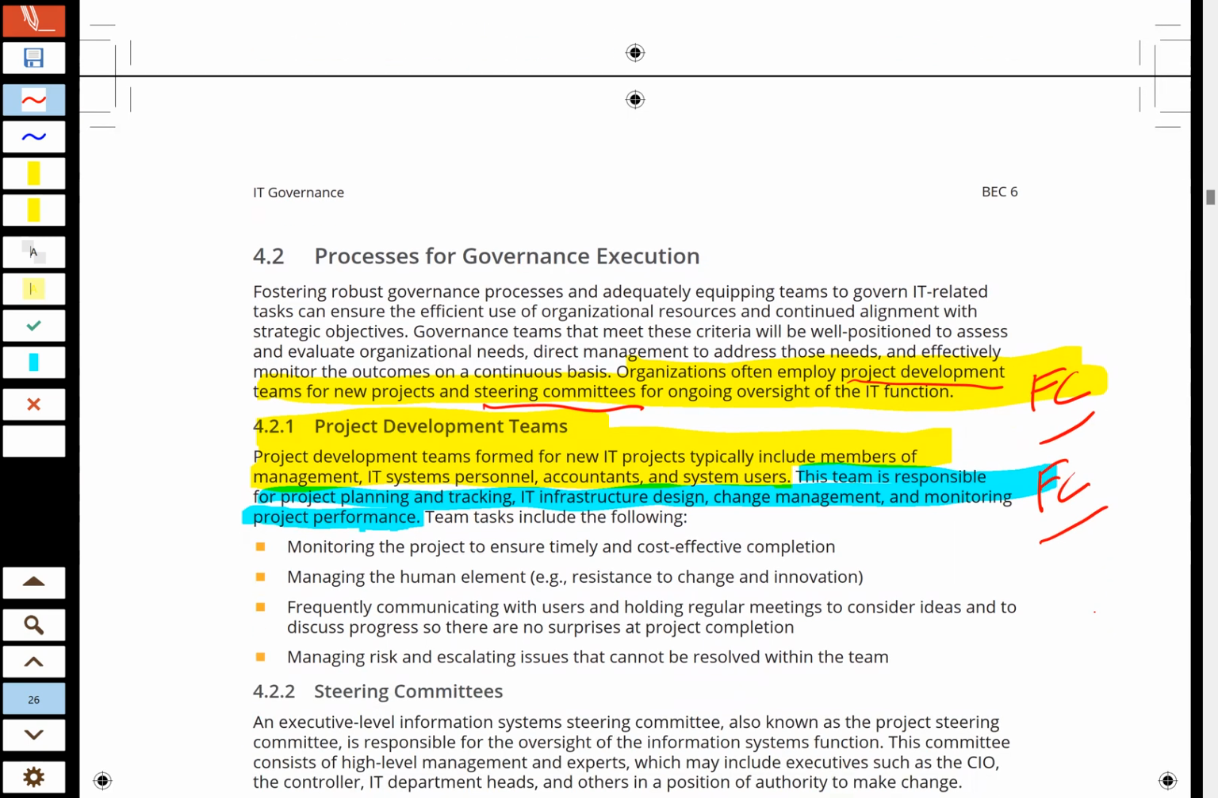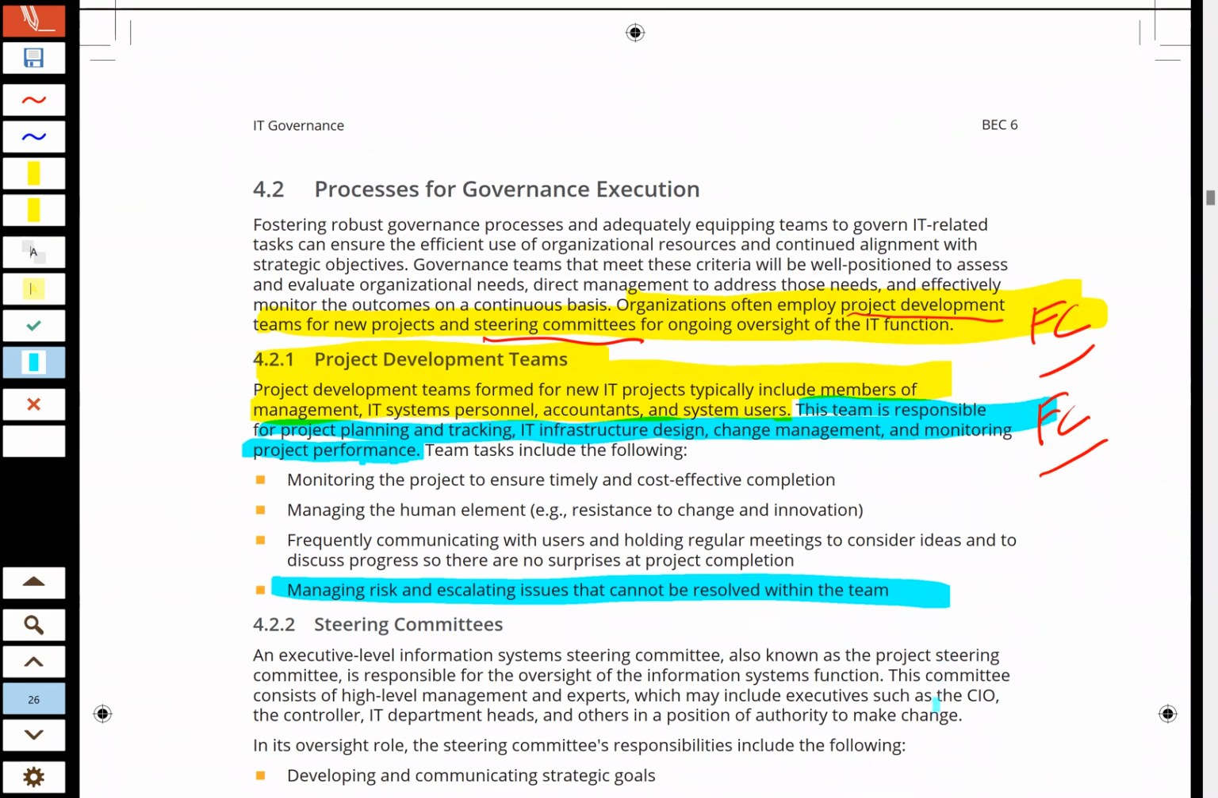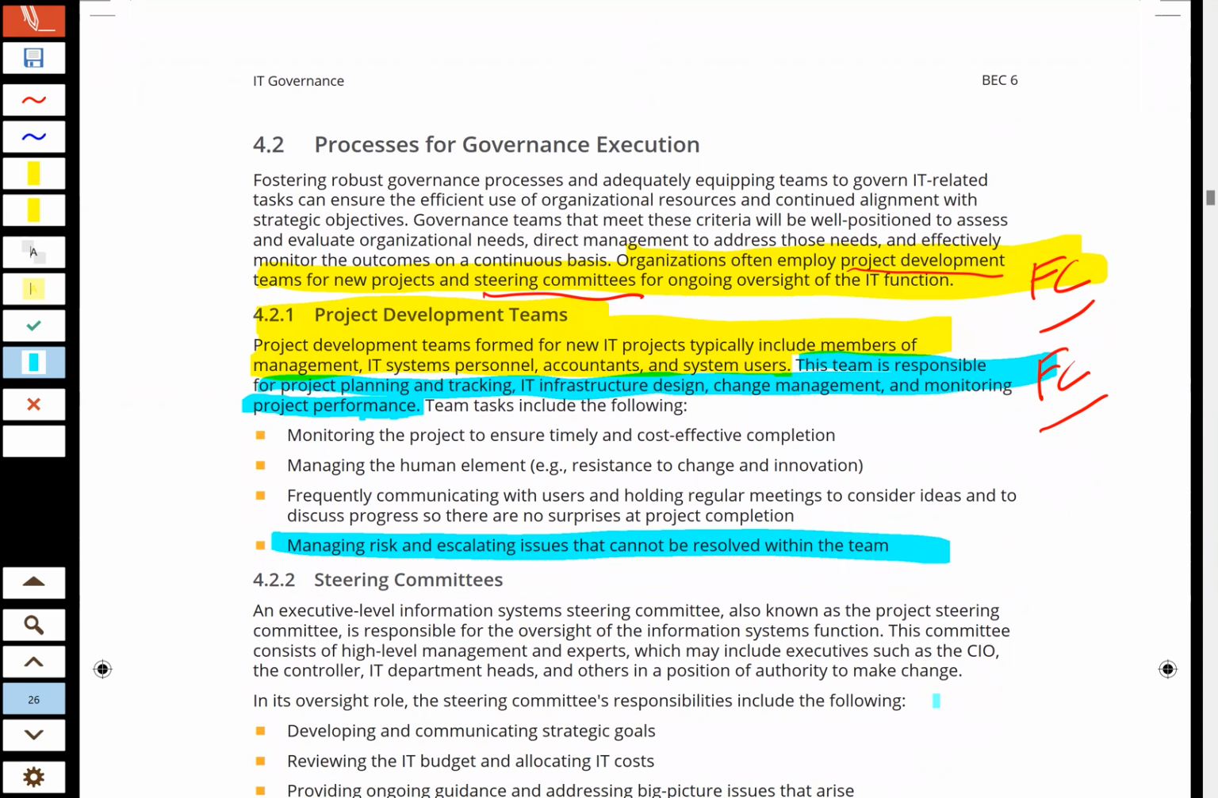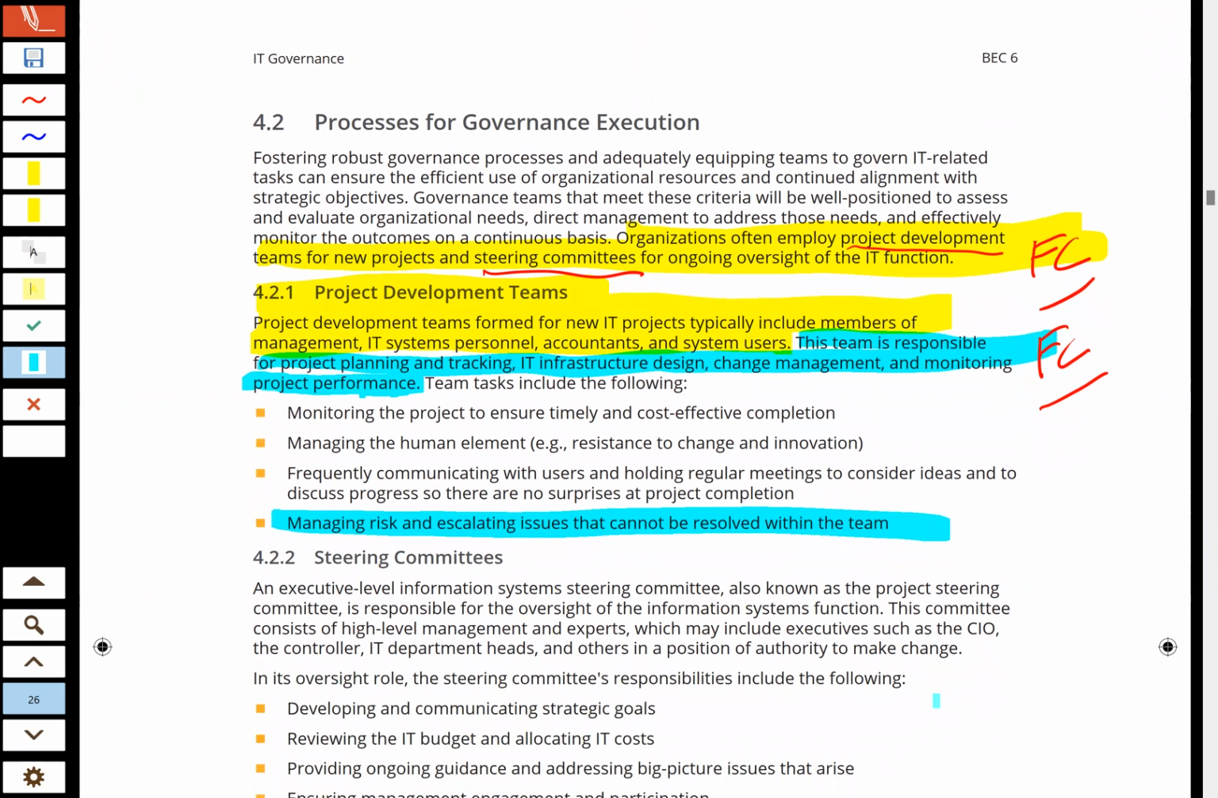And then you can see some of the tasks. I don't know that we need to flashcard these, but obviously, managing risk and escalating issues that cannot be resolved within the team would be an important responsibility. But I think we kind of lay out some of their responsibilities there and up there, which I just asked you to flashcard here.